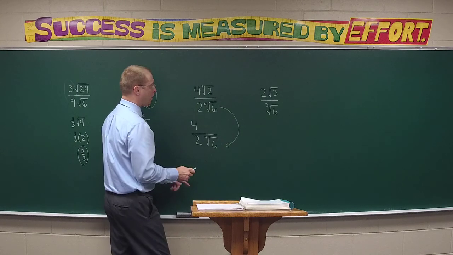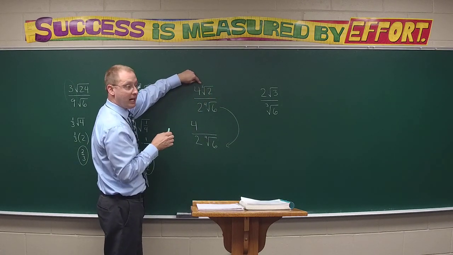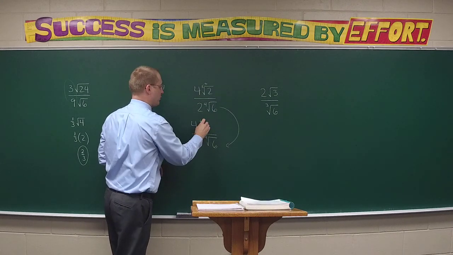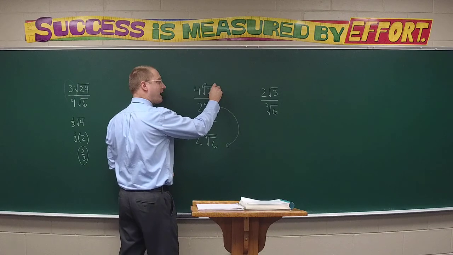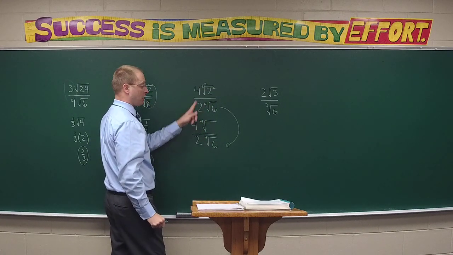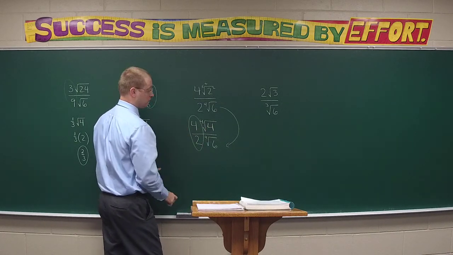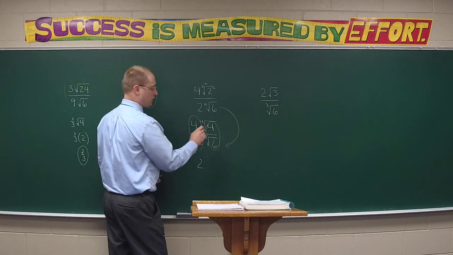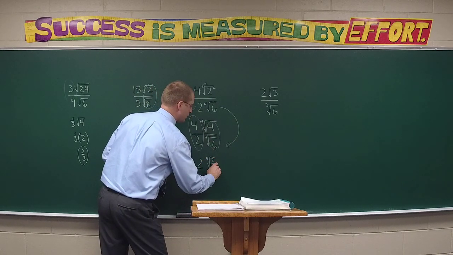That's terrible aim with the arrow. But here I'm going to change this. I'm going to multiply the index, class, by 2 to get a 4th root. And if you multiply the index by 2, you also have to square, or raise to the second power, within to get the 4th root, class, of 4. Now I can divide here to get 2. And here I'm going to reduce 4/6 to get the 4th root of 2/3.